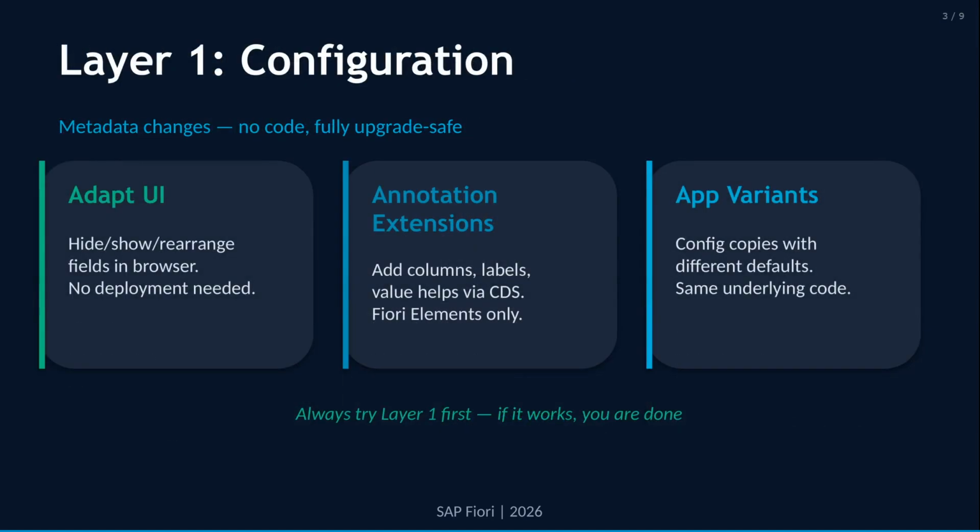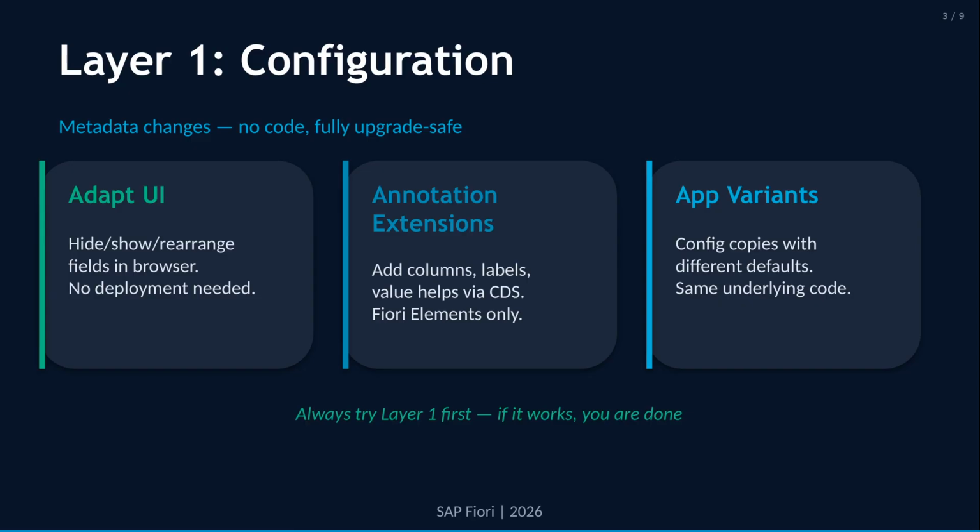The configuration layer is the safest way to enhance a Fiori app. It includes three capabilities. First, a browser-based tool that lets you hide, rearrange, or rename fields on a standard Fiori app without writing code. Changes are stored as personalization variants that survive upgrades.